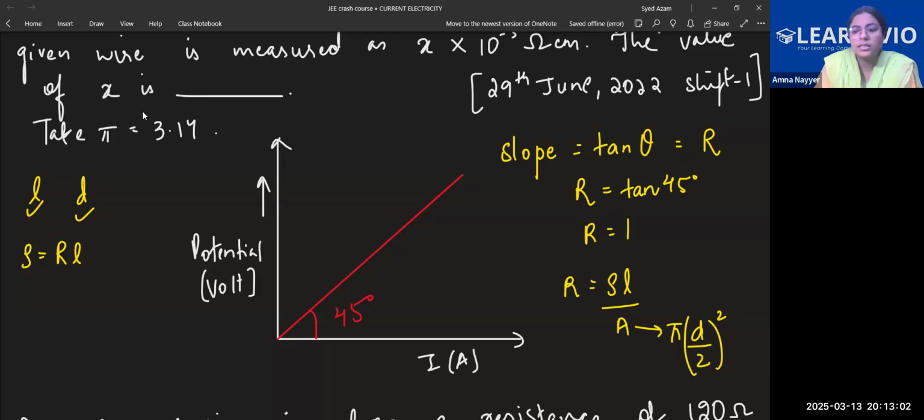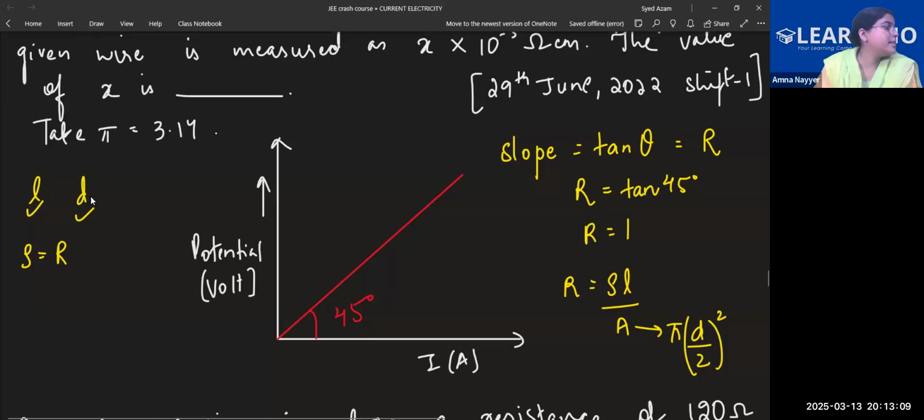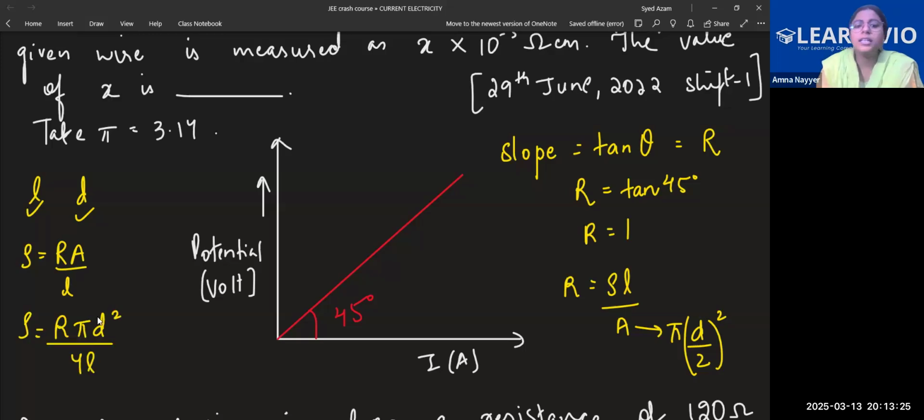Okay. And multiplied to the area divided by the length. We are calculating the resistivity. So when you're calculating the resistivity, this will be R A divided by L. Now, since area is directly not given, we can use the formula pi d square by 4L. Put in the value, see what's the value of x coming. You have to tell the value of x. Pi is already given to you. Tell me what's the value, put the value, tell.